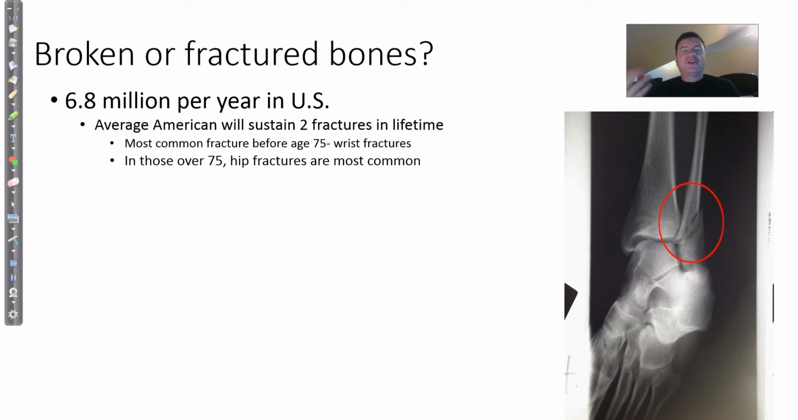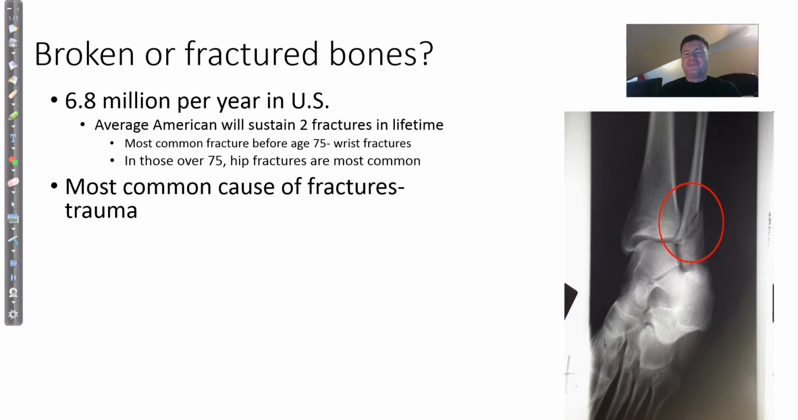You see some stats here just to give you some perspective. There's about 6.8 million per year in the U.S., and the average American will sustain 2 fractures in his or her lifetime. Right now I've had 0, so I'm ahead of the curve. Most common fracture before age 75 is a wrist fracture, and as you can imagine, mainly from falls. In those over the age of 75, though, hip fractures are more common, and this is going to be getting into a different cause of fractures that we'll talk about here in just a second.